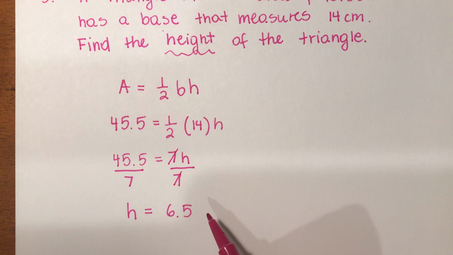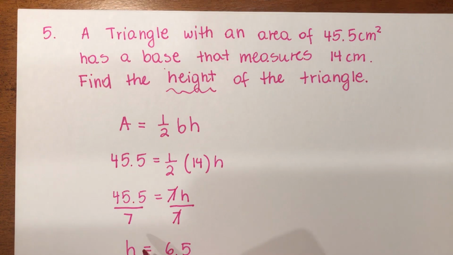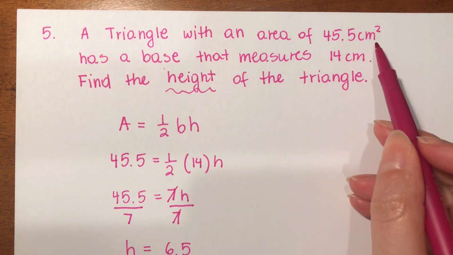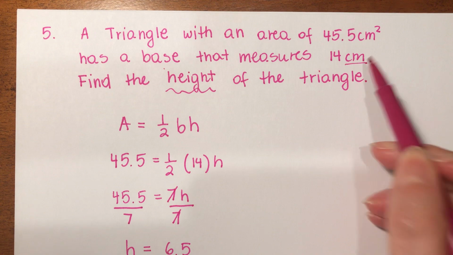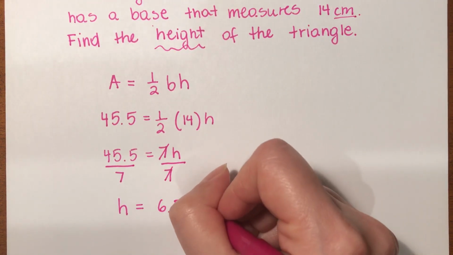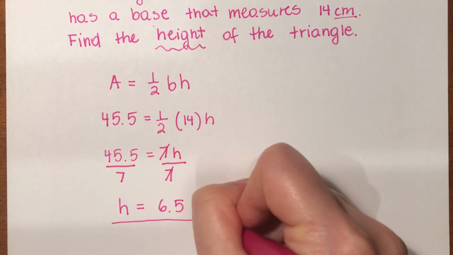Now, it's not centimeters squared because this is not an area. Area has units squared, but then base and height are just simply centimeters. So this is 6.5 centimeters. Okay, so be careful.